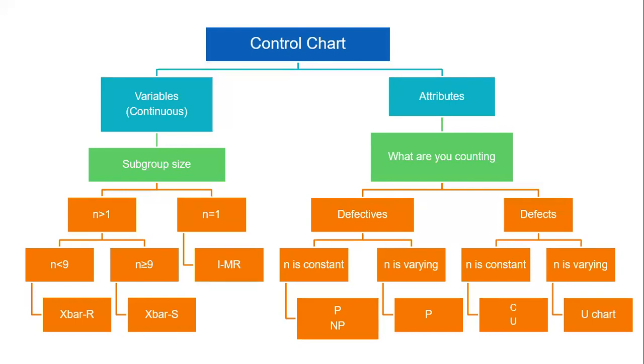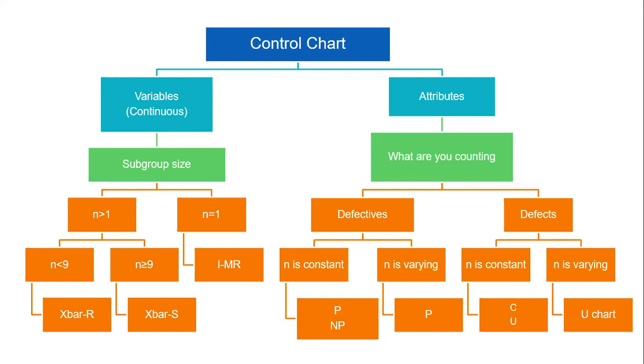So if every time you take only one, we consider you will use the individual moving range chart, okay? If it is more than one, two up to eight, we use the X bar R chart. If it is more than eight, you will use the X bar S chart. It is simple. X bar means the mean, your average. Range is your maximum minus minimum in your subgroup. Just now I mentioned that every time you take five, so you need to find the maximum value from that first subgroup, maximum value minus the minimum value.